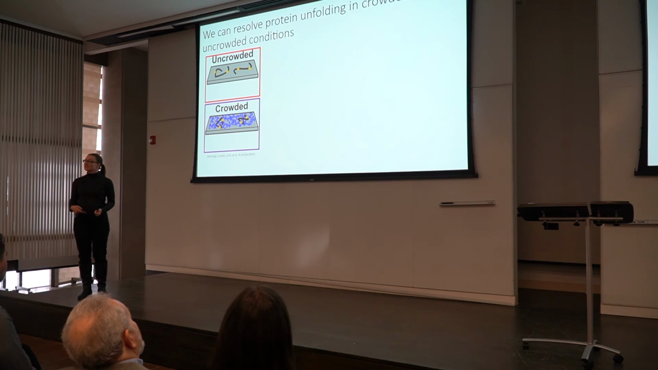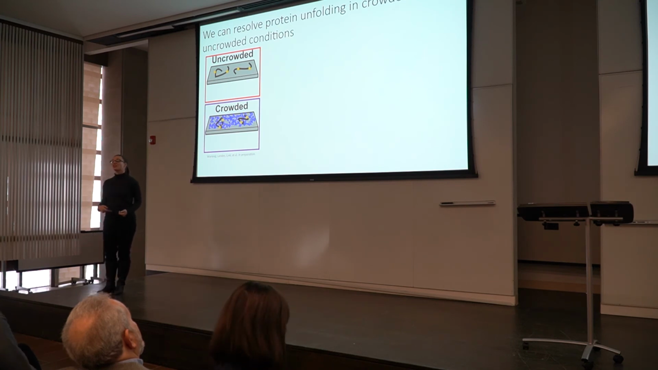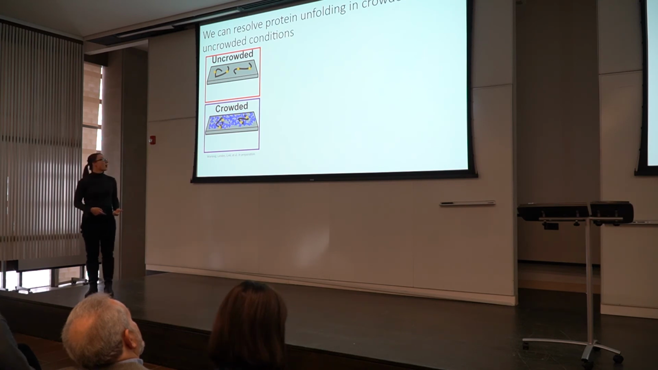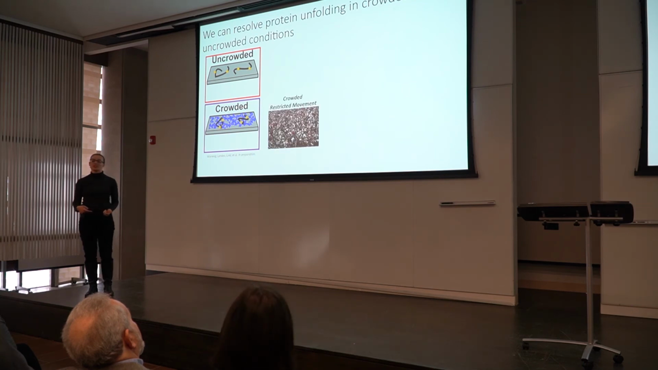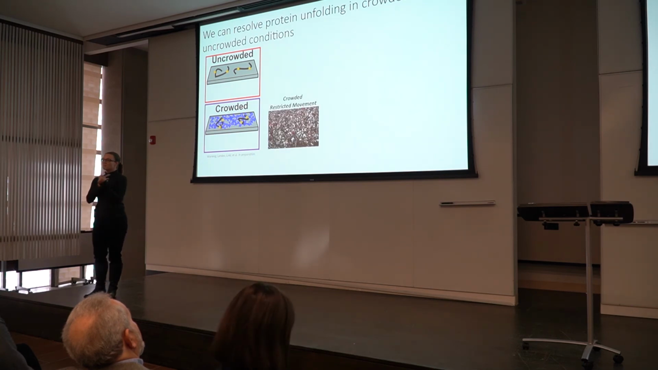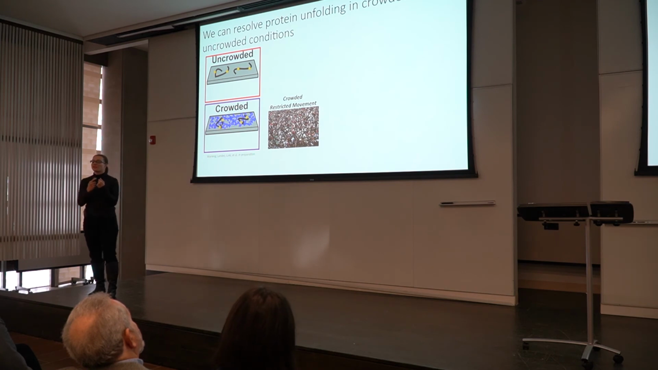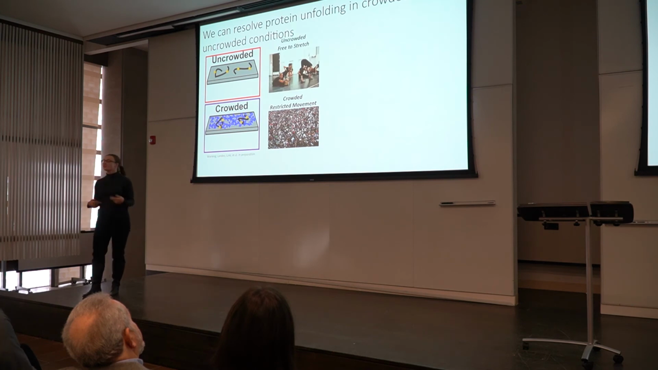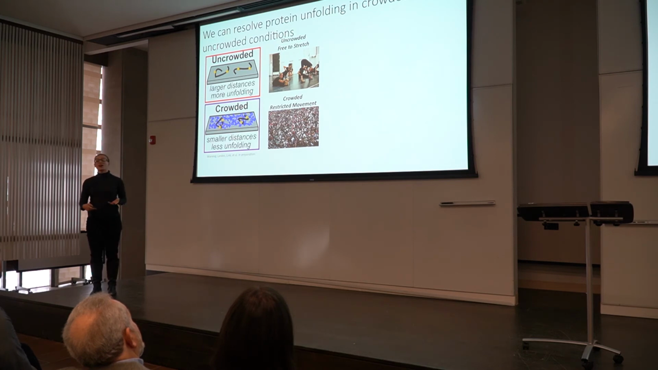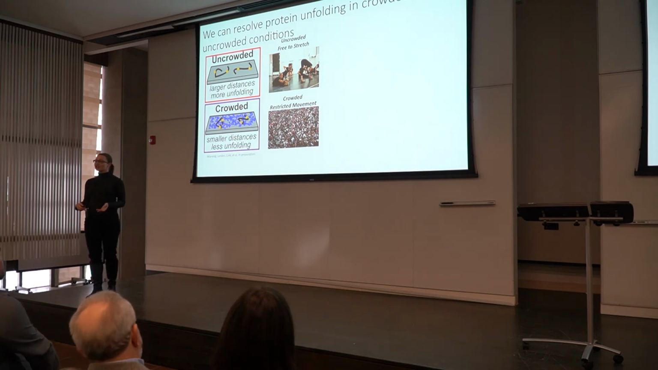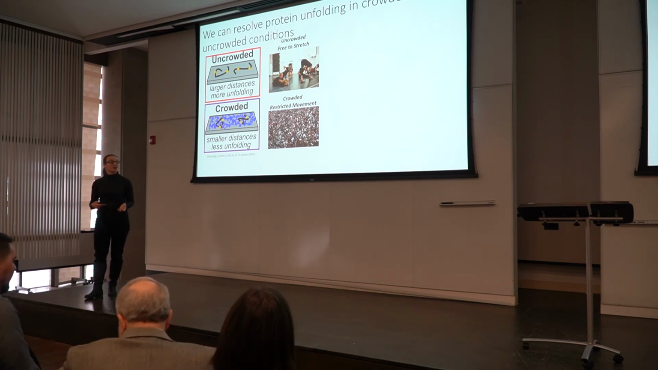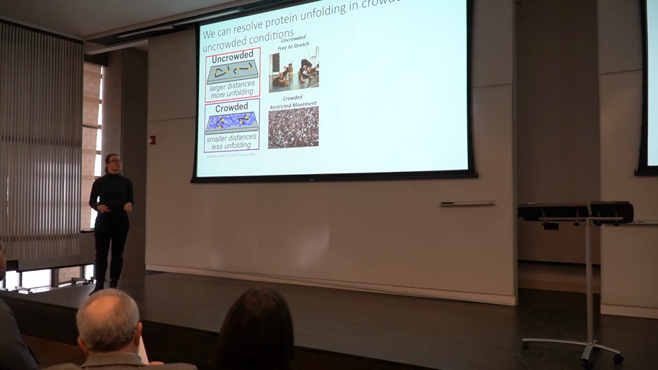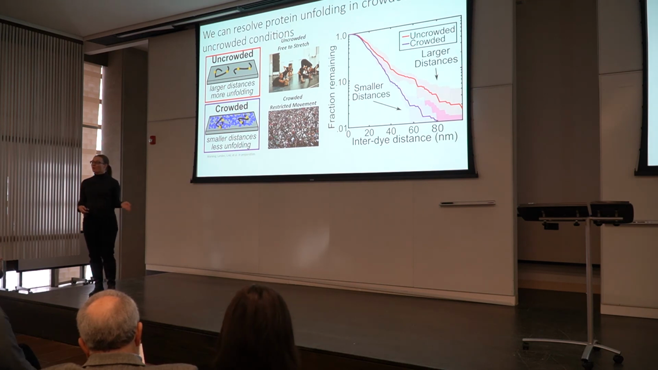Now, to give you an example about how we've applied this methodology to a real system, I looked at proteins in both crowded and uncrowded conditions on surfaces. What you might expect in a crowded surface is that a protein might be very surrounded by other things and unable to move around, just like if you're in a crowded room. But when you're not in a crowded situation, you have the freedom to unfold and stretch, as illustrated here. So in an uncrowded condition, you would expect to see larger interdye distances, and in a crowded condition, smaller interdye distances. When we applied this technique, that's exactly what we saw.